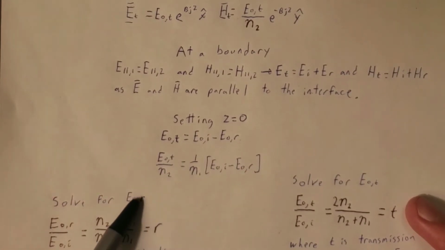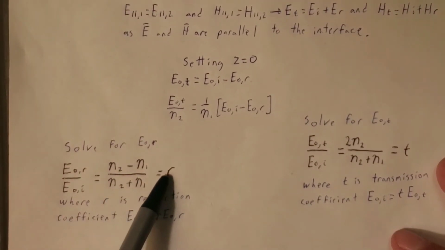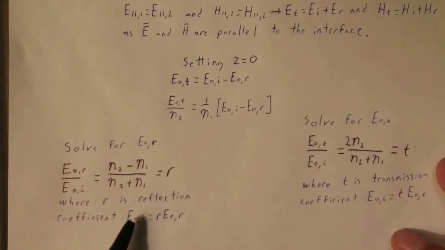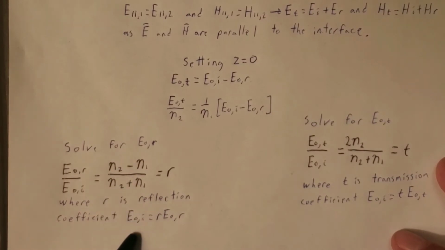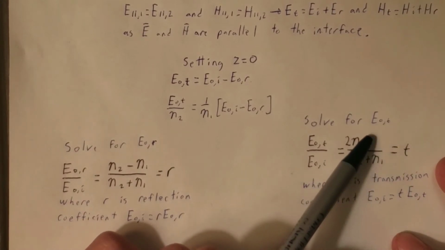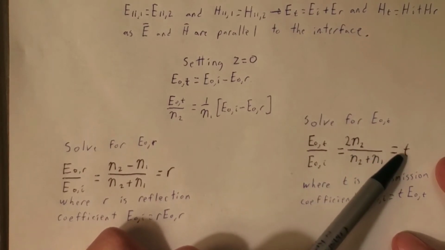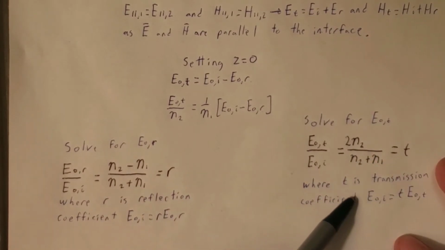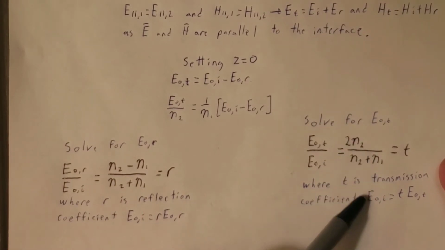So solving for E naught r, we get the following equation, which is known as the reflection coefficient. And using this, we can solve for E naught r, knowing only the impedances and E naught i. Similarly, when solving for E naught t, we arrive at this equation for the transmission coefficient, and we can solve for E naught t, knowing strictly the impedances and E naught i.